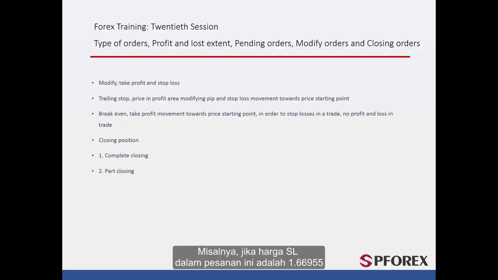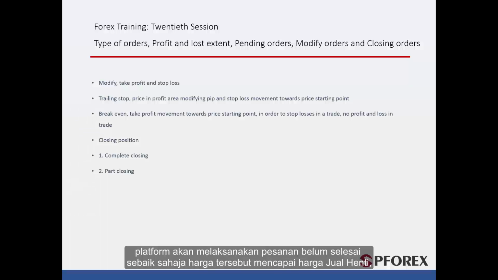For example, if the SL price in this order is 1.66955 and the spread on British pounds against US dollars is 2 pips, then the order will be closed on 1.66975. On a sell stop order, the platform will execute the pending order as soon as the price reaches the sell stop price, while a buy stop order will be executed sooner by the amount of spread.